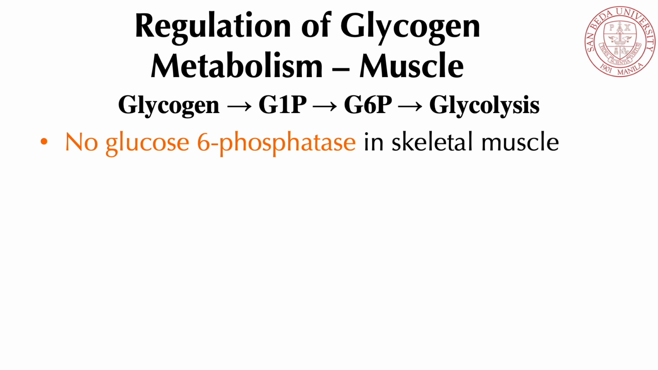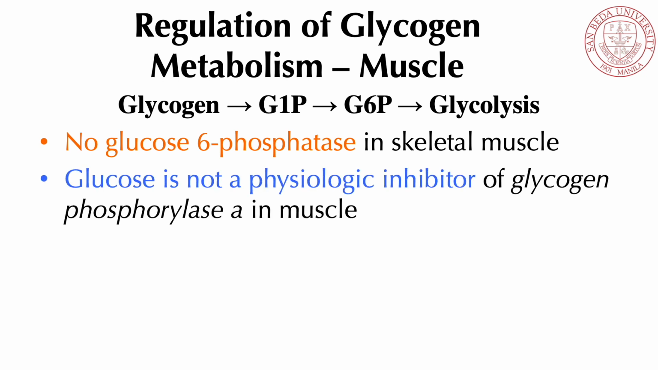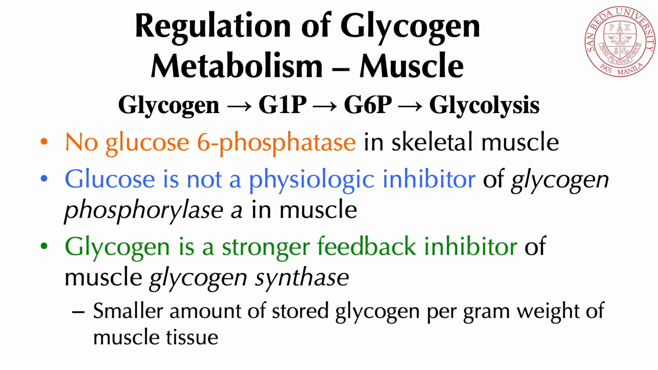Okay, now this one we already know. As a consequence of this lack of glucose 6-phosphatase, glucose is no longer a physiologic inhibitor of activated glycogen phosphorylase in skeletal muscle, unlike in the liver. Glycogen, however, exerts a stronger feedback inhibition on skeletal muscle glycogen synthase. This is due to the fact that there is a smaller amount of stored glycogen per gram weight of muscle tissue compared to liver.